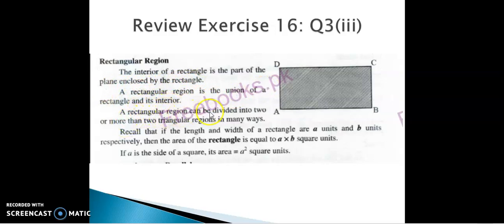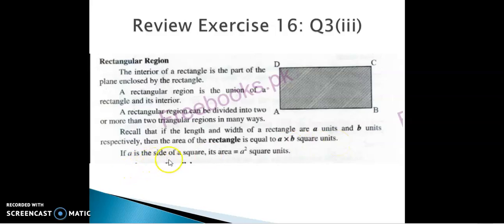A rectangular region can be divided into two or more than two triangular regions in many ways. So recall that if the length and width of a rectangle are A units and B units respectively, where unit can be expressed as centimeter or meter, then the area of a rectangle is equal to A cross B square units.